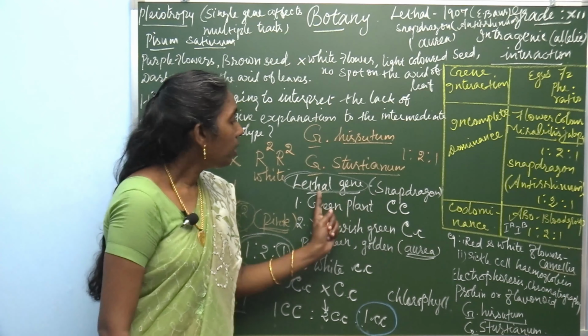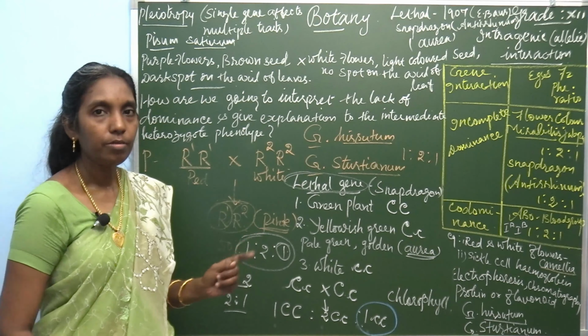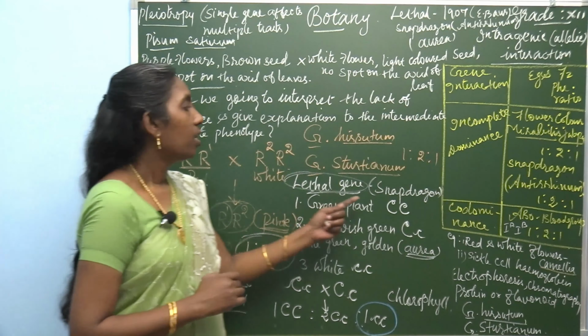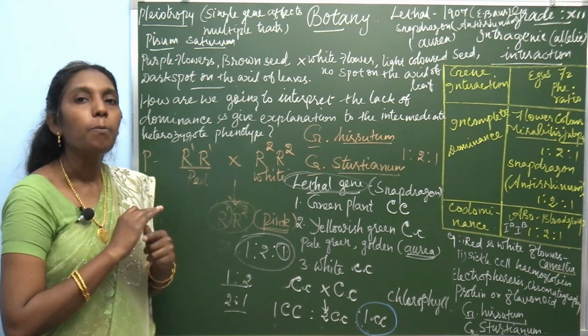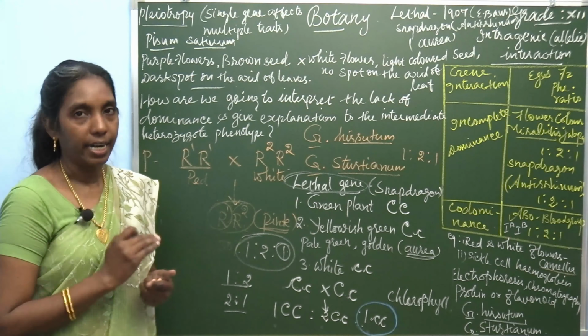This is the example of a lethal gene, for example snapdragon. Then pleiotropy. Another topic is known as pleiotropy. What does it mean? The topic is pleiotropy. A single gene affects multiple traits.